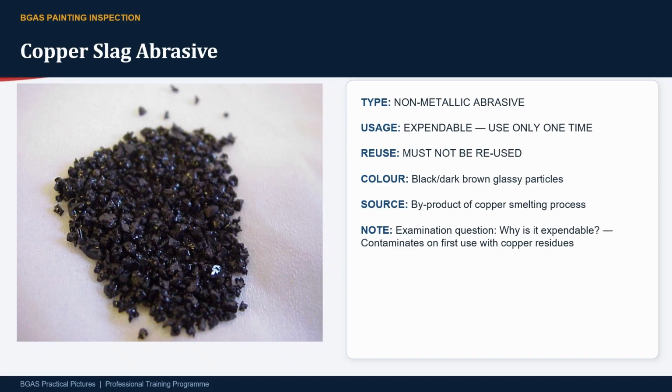Once blasting is completed, the abrasive becomes contaminated and should not be reused. For examination purposes, remember: copper slag, nonmetallic abrasive, expendable, single-use material.